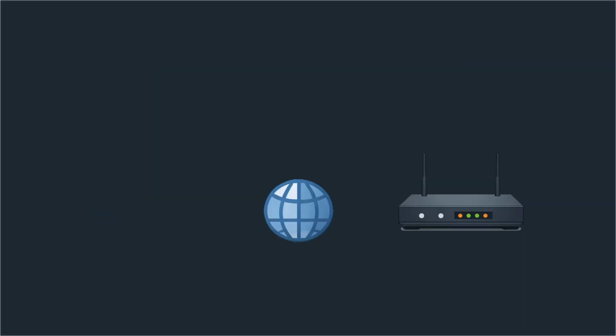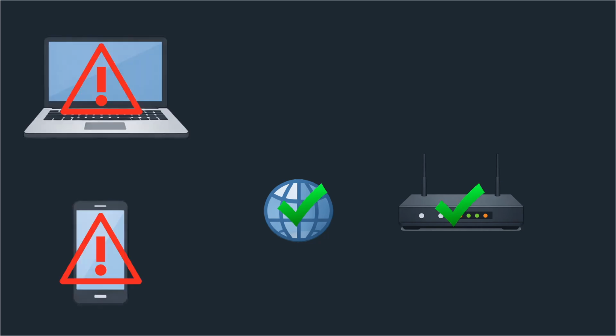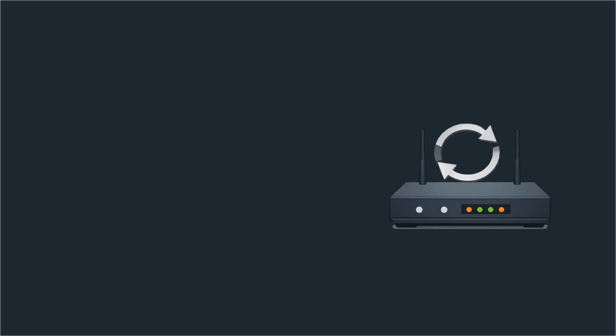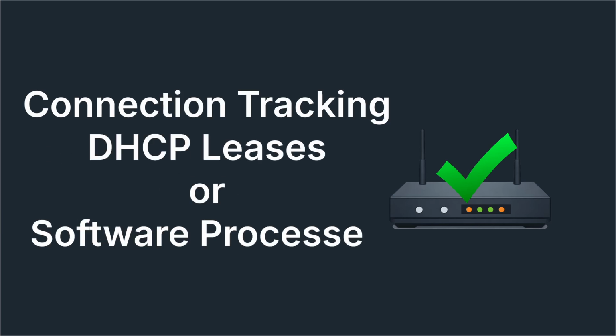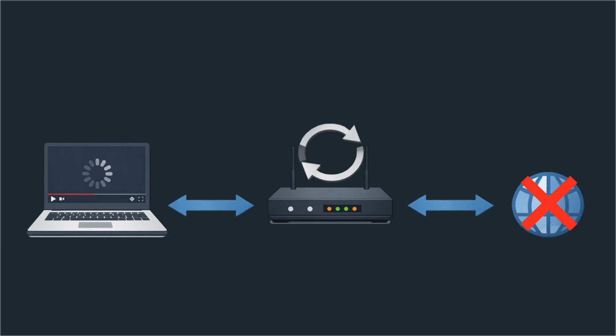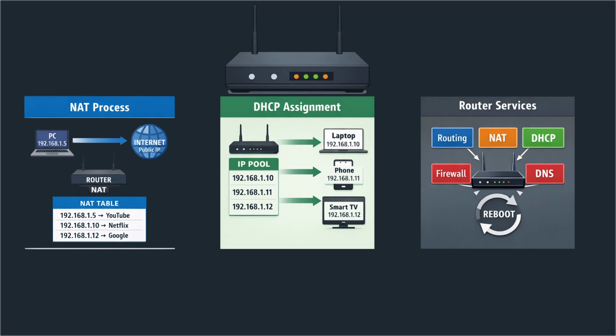In some cases, the problem isn't the router or the network, it's the device you're using. Phones, laptops, or smart devices can have their own networking issues, and restarting the router won't necessarily solve those. So when restarting your router fixes the problem, it's usually because it resets internal network state. Things like connection tracking, DHCP leases, or software processes. But if the issue is outside of the router, the restart might not make any difference. Understanding what your router is actually doing behind the scenes makes it much easier to know when a simple reboot will help and when it won't.